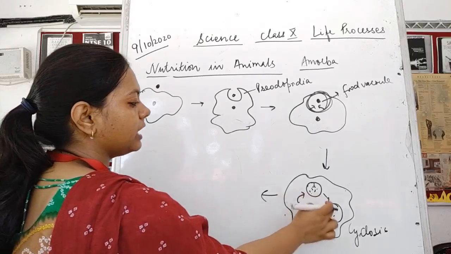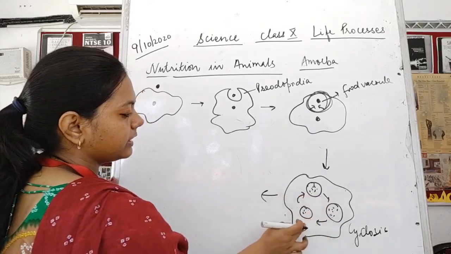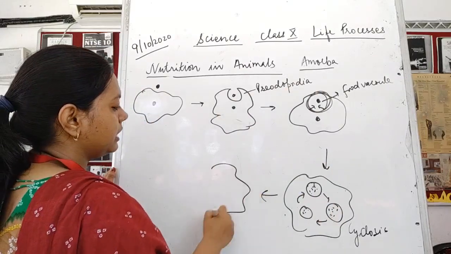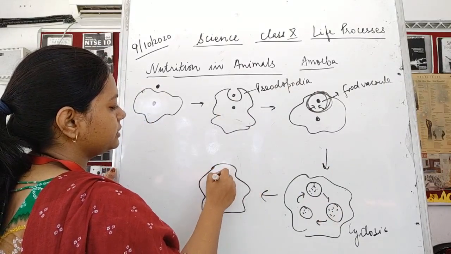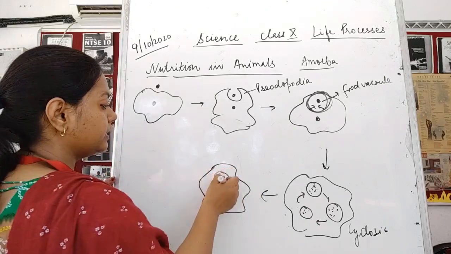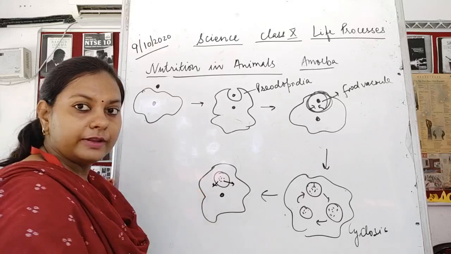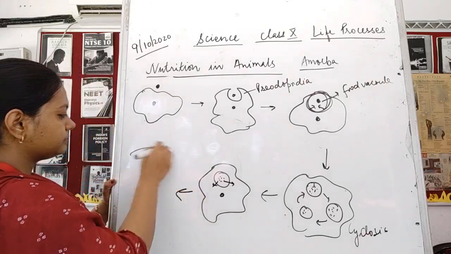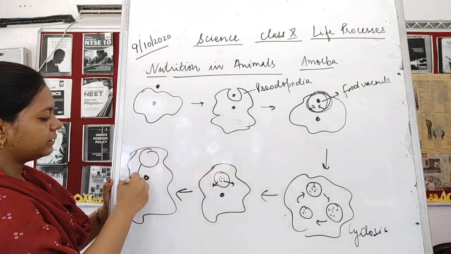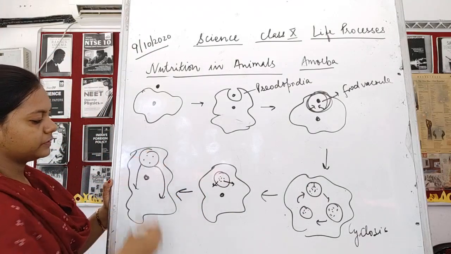A little bit of food gets digested, it moves ahead, then a little more food gets digested, then it moves ahead, and it moves in the circular form. So this is said to be cyclosis. Now after cyclosis, what happens? The energy which is synthesized from the food is getting absorbed by the body of the amoeba. Next, what happens? The body of the amoeba grows, because the energy is getting distributed to all the parts of the body.